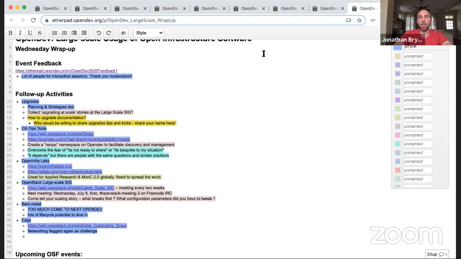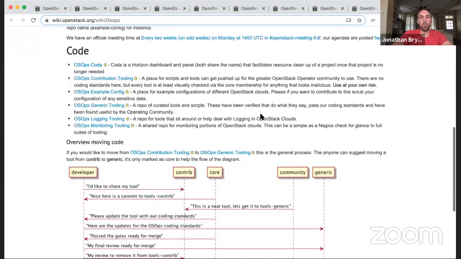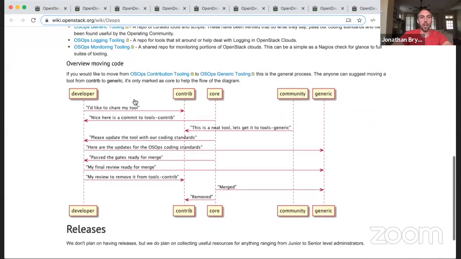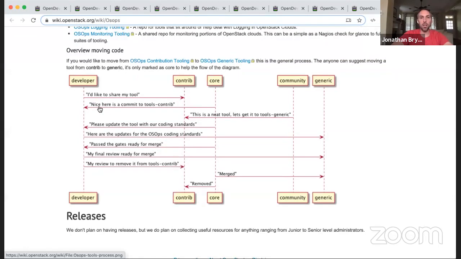There's a wiki page around this already, and there was a proposed structure for how things could move through. I had forgotten that this graph was on here, but I think it speaks directly to what we're talking about with bespoke tooling. The idea with the OSOps tooling is there's a contrib repo that is really just about sharing your tool and putting that out there in the open. Whether other people use it or not isn't the primary goal at the contrib level. It's just to share the knowledge and share the tool that you have built up.